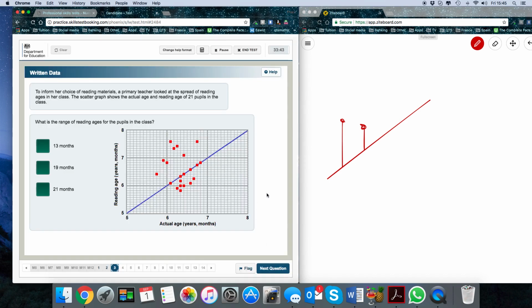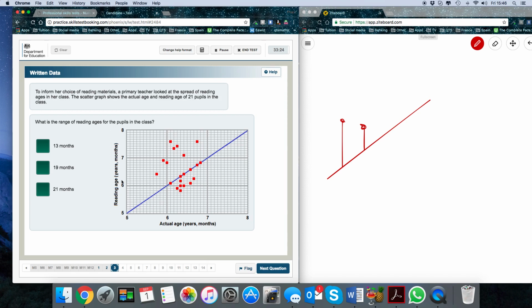Same graph. The range for reading age. If you're not very good at scatter diagrams, I've got a scatter diagram video. I would recommend it. Well, I would, wouldn't I? But I do think it's quite a tricky topic, and I do think lots of people need help with it. So, range for reading age.